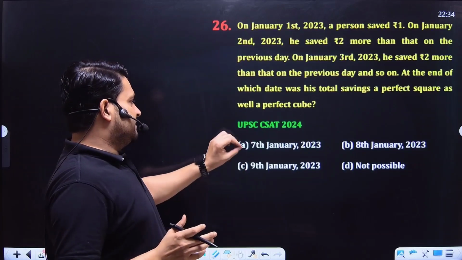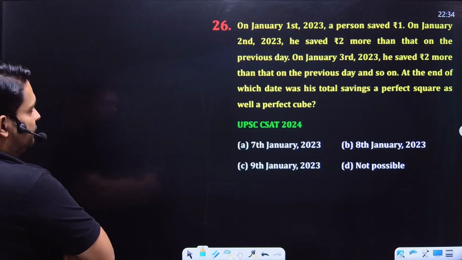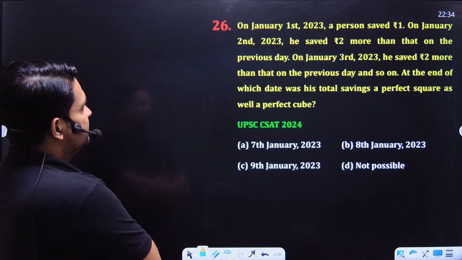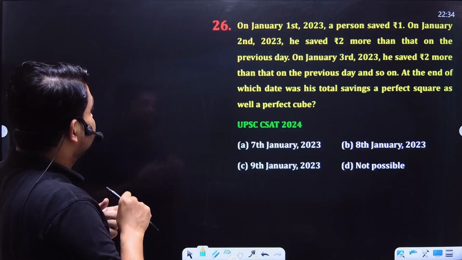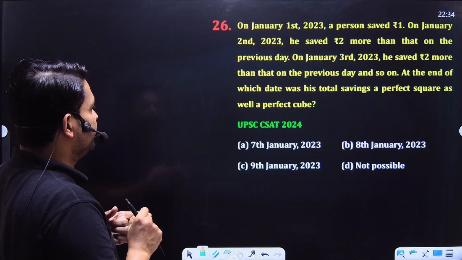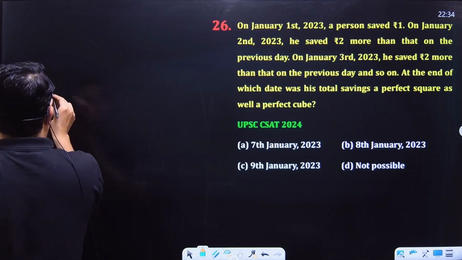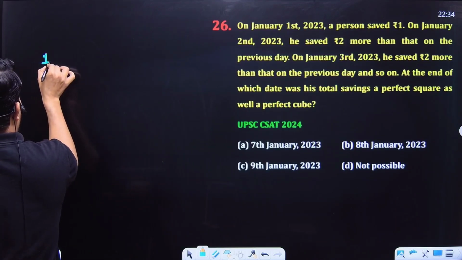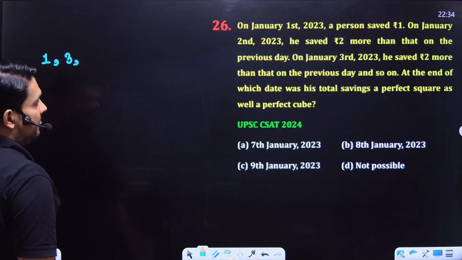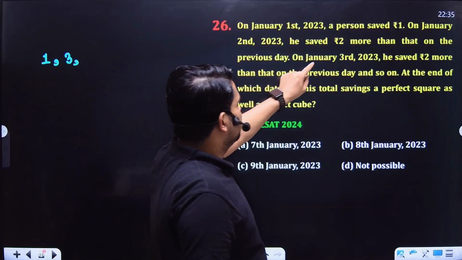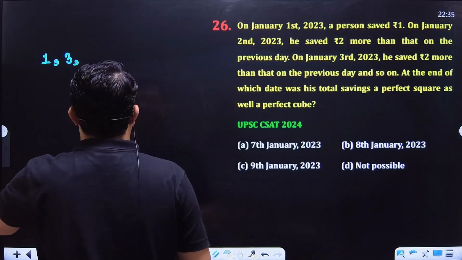Again, UPSC CSAT 2024. On January 1st, 2023, a person saved 1 rupee. On January 2nd, 2023, he saved rupees 2 more than that of the previous day. Means on the first day he saved 1, on the next day he saved 3. On January 3rd, 2023, he saved 2 more than that on the previous day, 5.